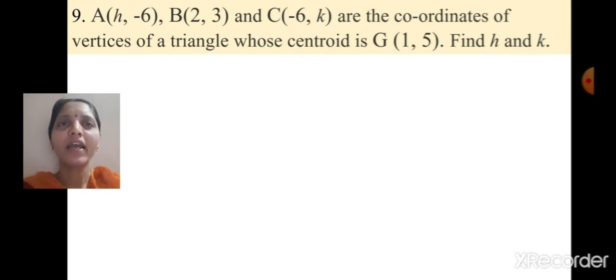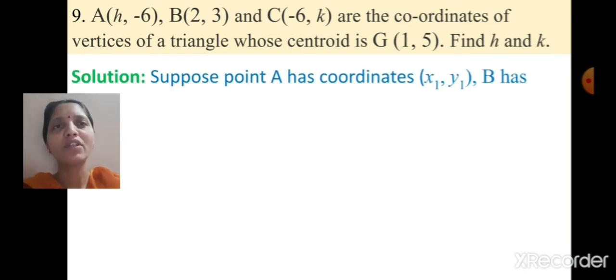Ninth one. A has coordinates h comma minus 6, B has coordinates 2 comma 3 and C has coordinates minus 6 comma k are the coordinates of the vertices of a triangle whose centroid is G 1 comma 5. Find the value of h and k. So let's start with the solution.